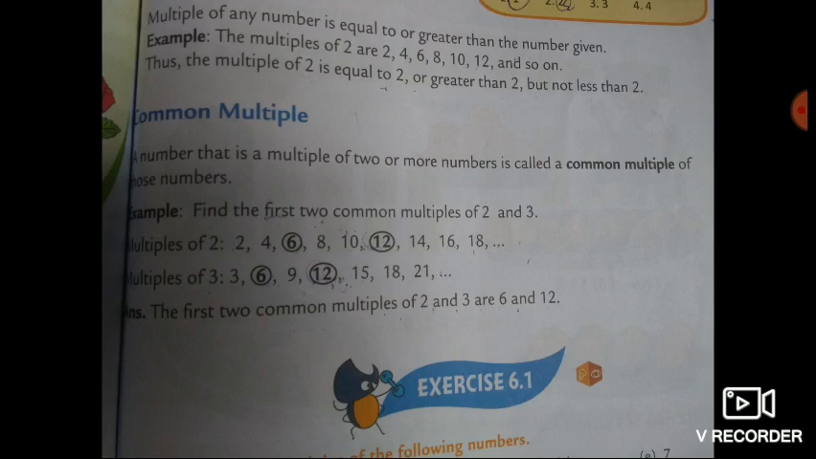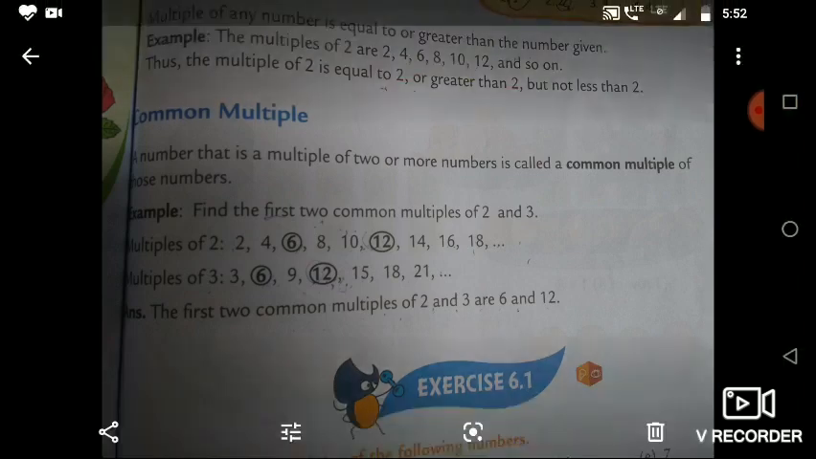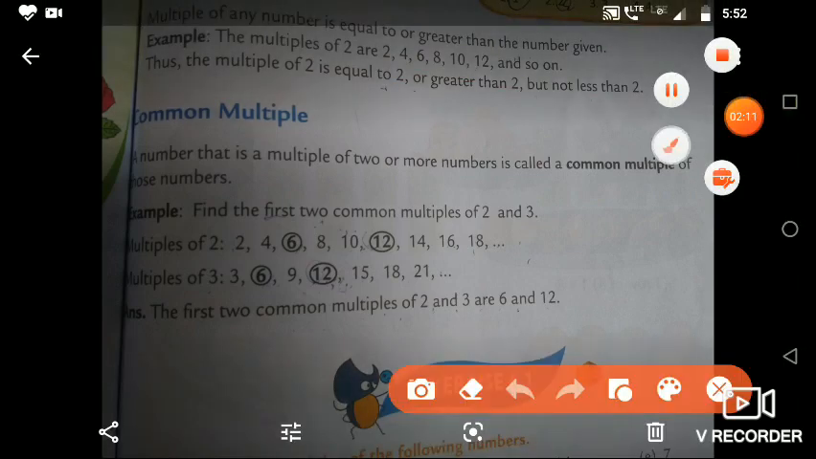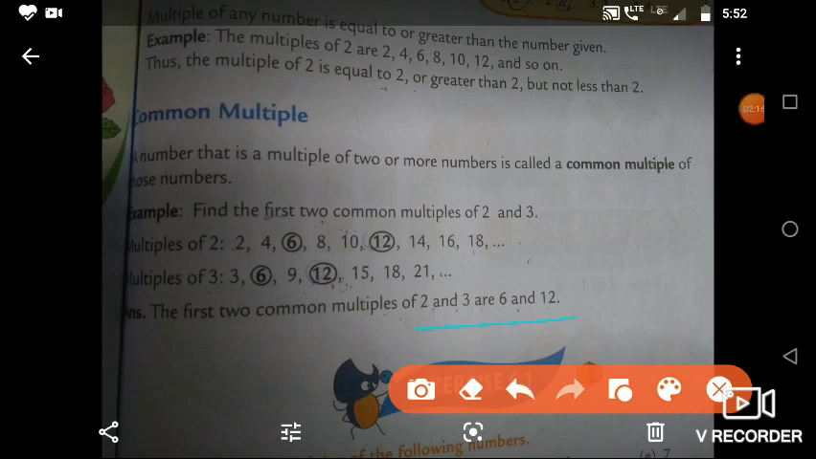Next, find the multiples of 3. Write down the table of 3, that is 3, 6, 9, 12, 15, 18 and 21. After this, we find the first two common multiples, that means the same numbers in both tables. The first common multiple is 6 and the next is 12. Then write in a sentence: the first two common multiples of 2 and 3 are 6 and 12.